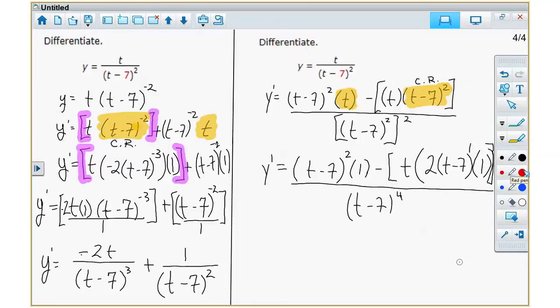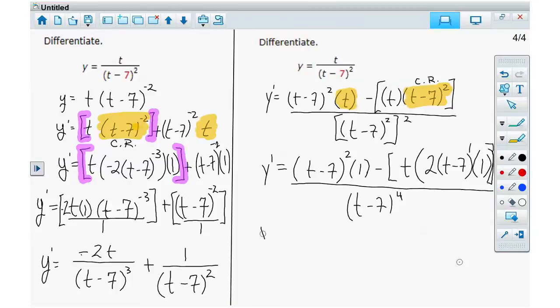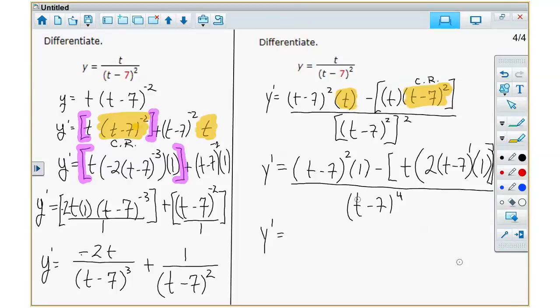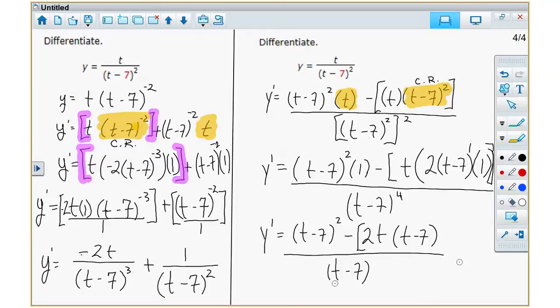All right. So y prime is equal to, nothing's affected here because 1 is the multiplicative identity, minus a cluster. So I'm going to bring that 2 and that t out front. I'm going to put it in brackets because I don't want to get messed up. Times t minus 7 over t minus 7 to the 4th power.